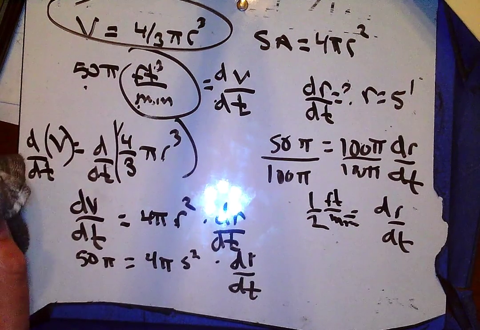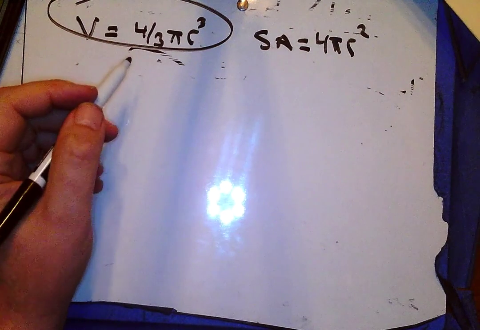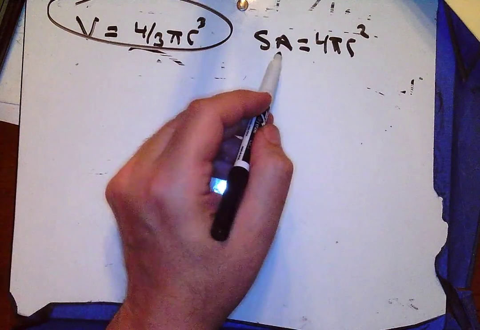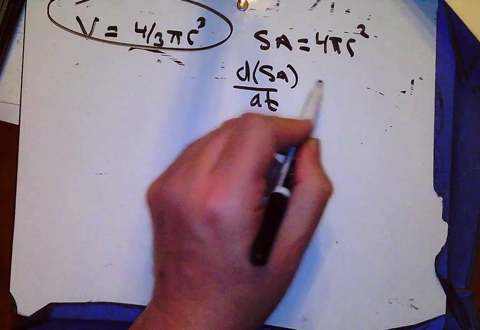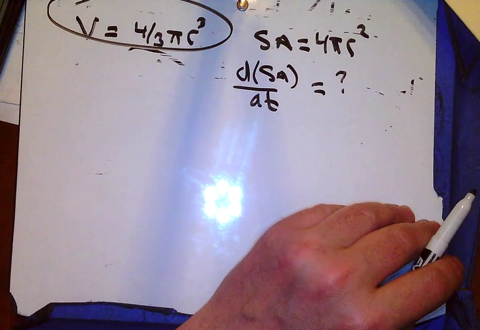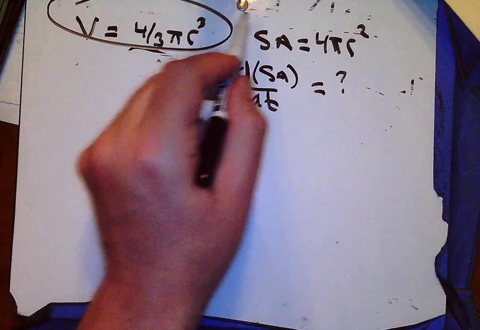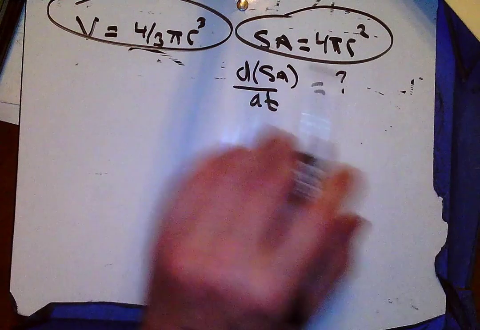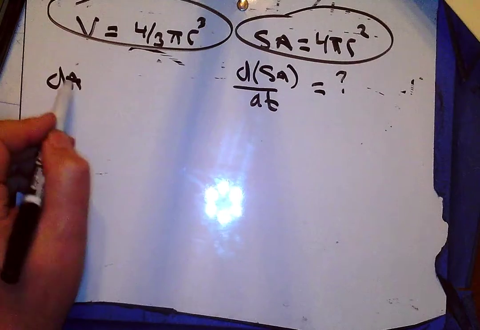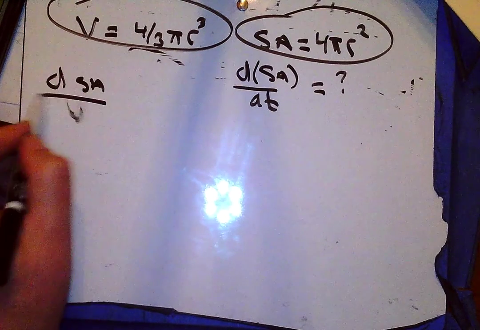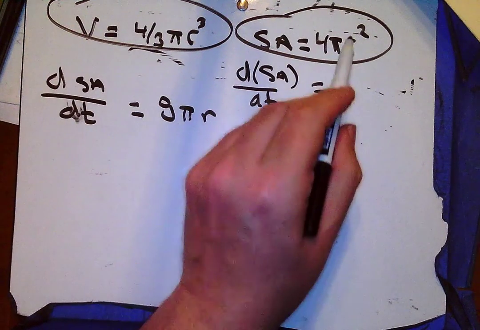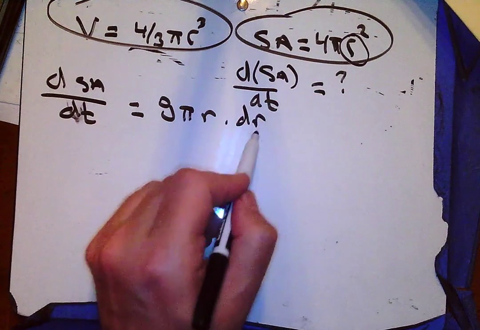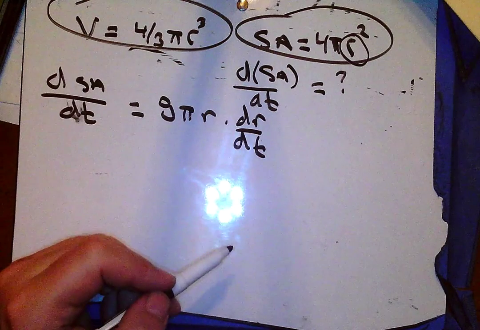Okay, so that was the first part of this question. The second part of this question says, how fast is the surface area increasing? Oh, so I want to know about dSA/dt. How fast is the surface area increasing at that instant? Well, that means I want to take the derivative of this with respect to time. So I'm going to get d surface area/dt equals 8 pi r. Don't forget to take the derivative of that inside r function with respect to time.